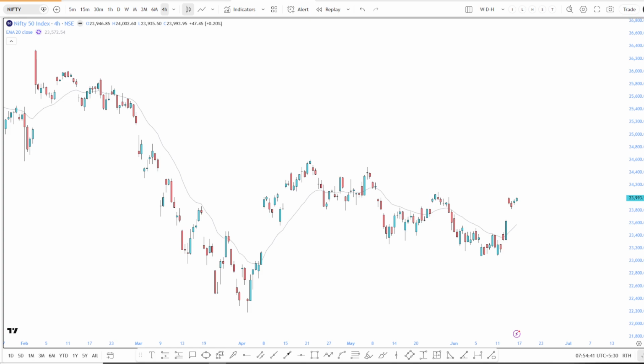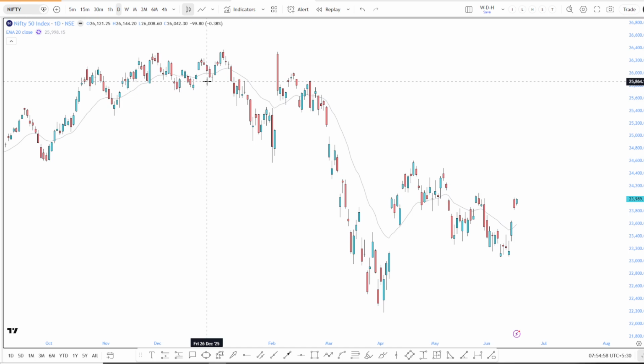Okay, so let's start with Nifty now. What I'm going to do is give you, and this is purely for intraday traders, what the overall market is like and what you can expect on a particular day, and how you can actually plan your intraday trade on that particular day. So now let's dive into Nifty.